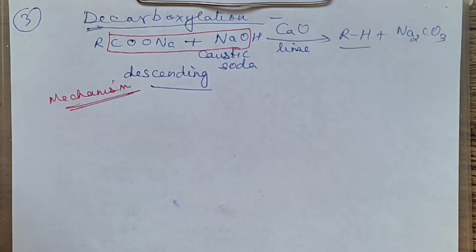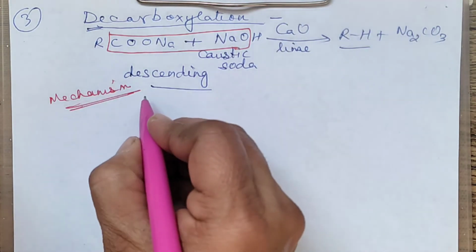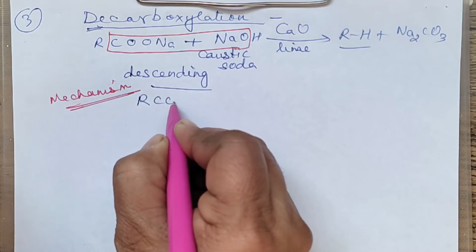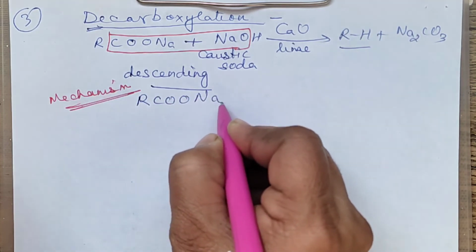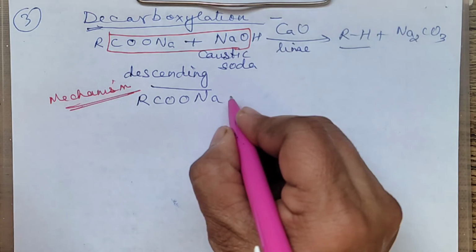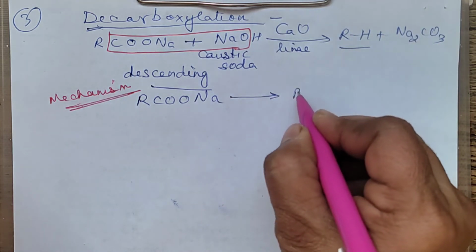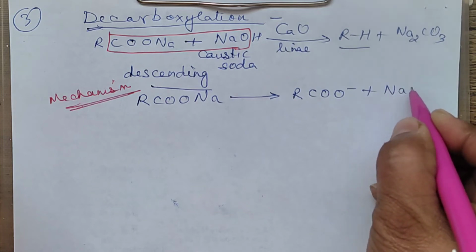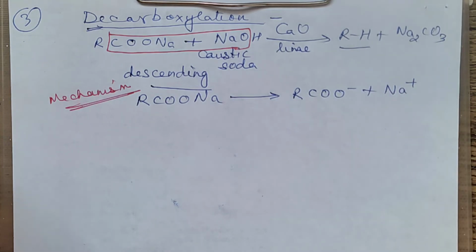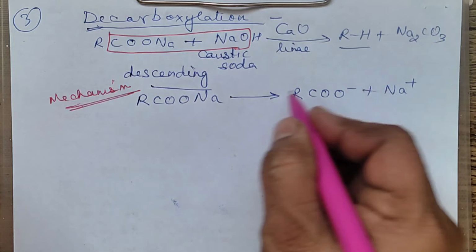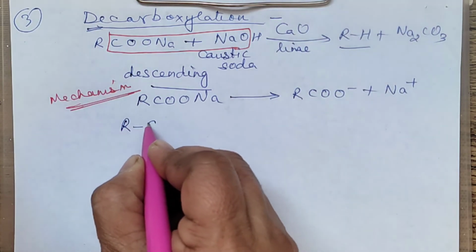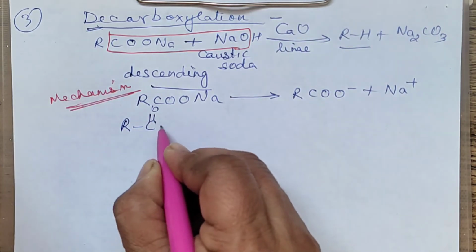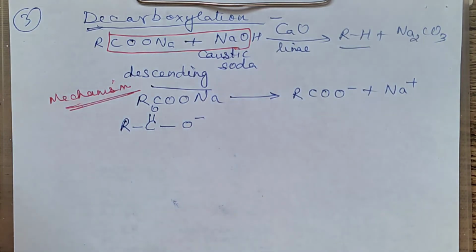Okay, so what exactly happens in this is, suppose I write here RCOONa. It is the sodium salt of a carboxylic acid. So this is ionizable. It can ionize and form the carboxylate ion plus sodium ion. Now this carboxylate ion which is formed, let us open the structure and write COO minus.